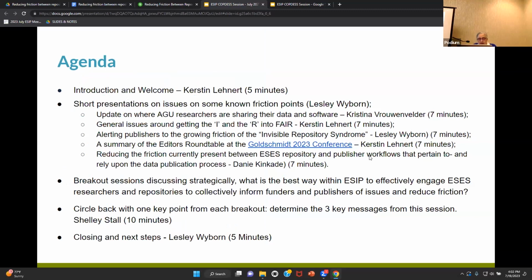So we've got a rather action-packed agenda for you. We're starting out with an introduction from Kirsten, who gives a history of the COPT group. And then we've got short presentations that I'll try and MC around, from a few people who've got known issues or just things that have come up connecting repositories to publishers, etc.